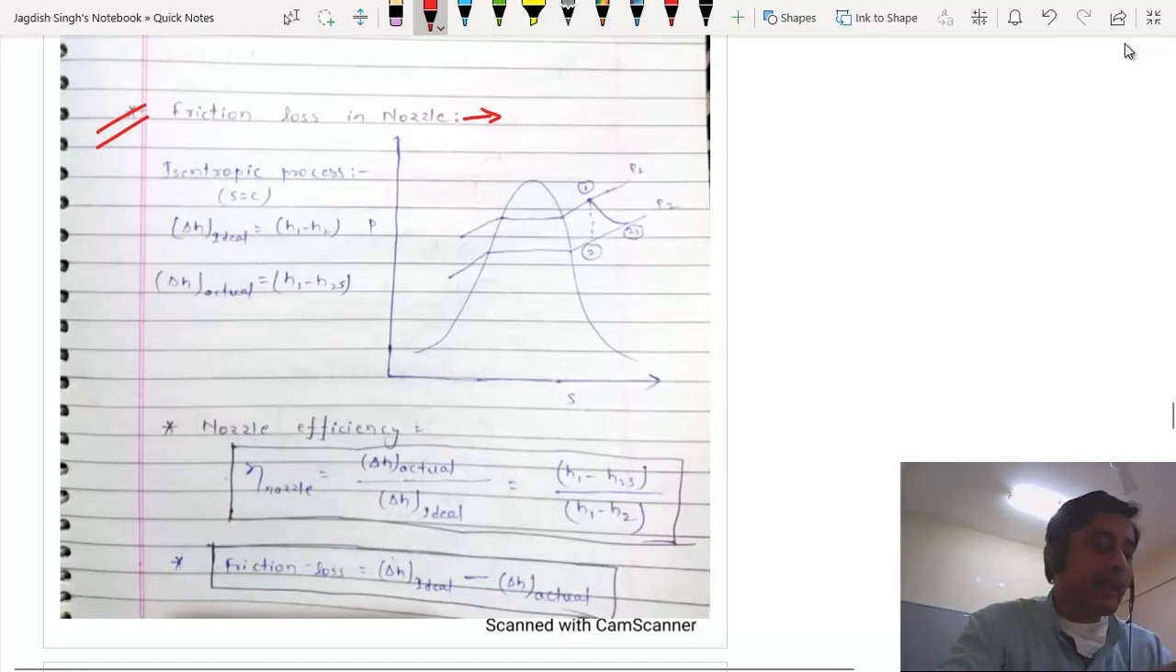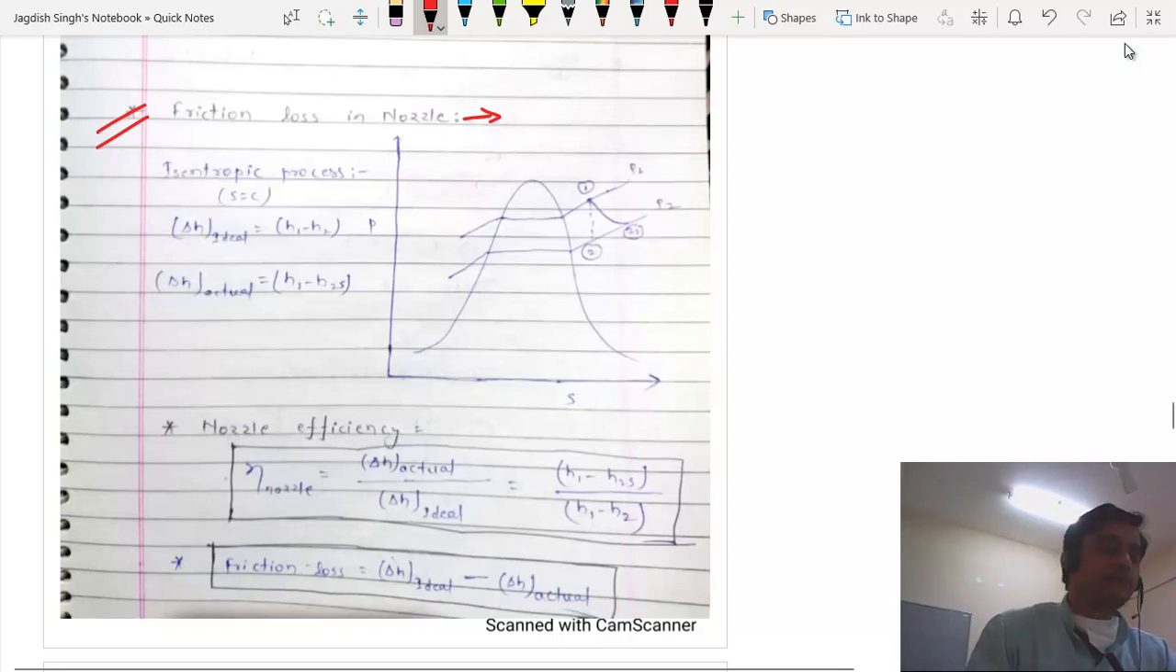Because in ideal condition, we have assumed that the expansion is reversible adiabatic, like isentropic. But in actual practice, this condition does not happen due to some losses. So instead of the expansion in the nozzle being an isentropic process as we assumed, there are some losses in the nozzle. Okay, so we need to understand this, right?